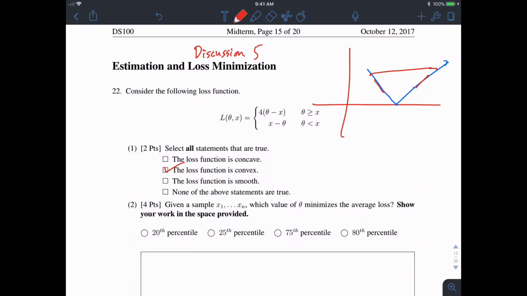So if it's convex, in this case, it's clearly not concave, right? Because if a function is purely linear, then it's both convex and concave, but that's not the case here. Is this function smooth? No, because there's a point here at the very corner, right? And so it's not differentiable at that corner. So the function is not smooth. So the only correct option for this first part is the second one, that it's convex.